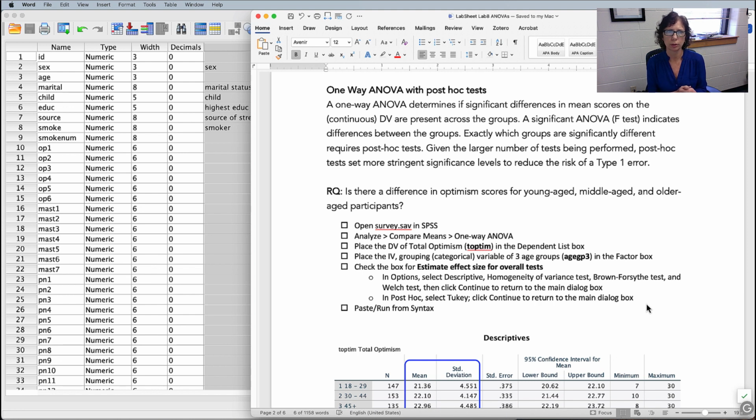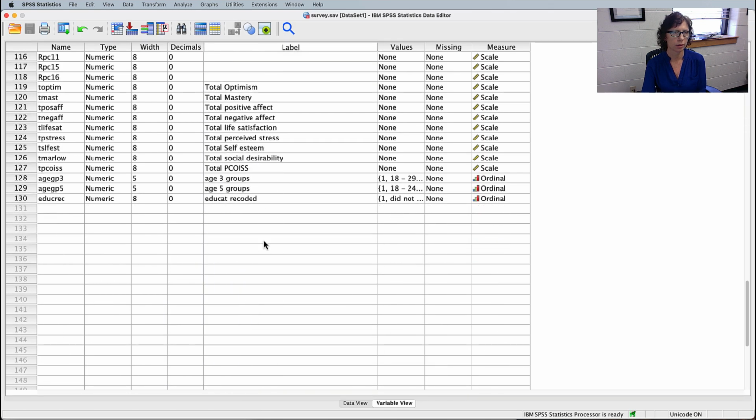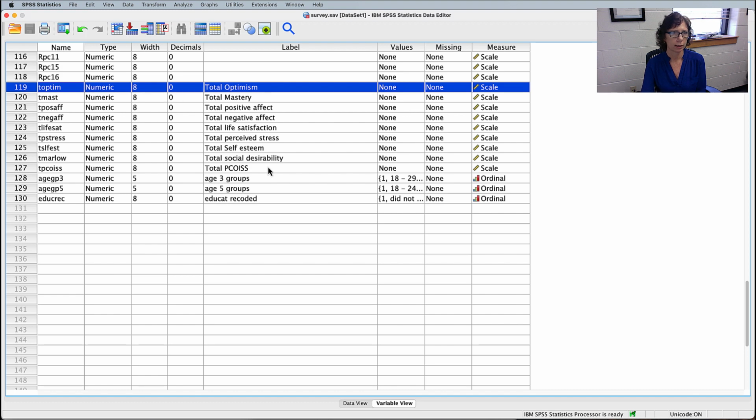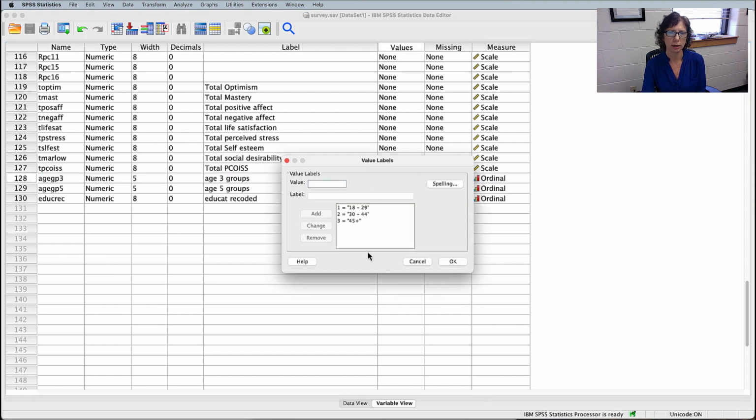So we're going to work with the research question of, is there a difference in optimism scores for young-aged, middle-aged, and older-aged participants? This is looking at the variables of total optimism, and where it's been reclassed, age is no longer continuous here, it's three groups. The groups they have for us in the dataset are that 1 is 18 through 29, 2 is 30 through 44, and group 3 is 45 and older.